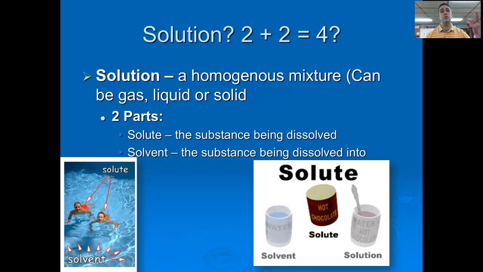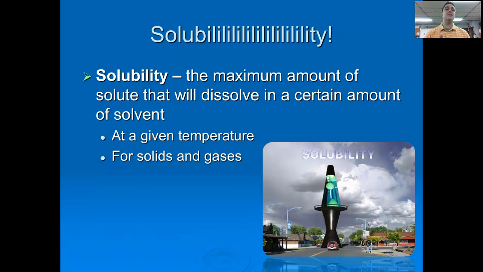In a solution, there are two main parts. You've got your solute and you've got your solvent. Now the solute, hopefully you remember, is the thing that gets dissolved. The solvent is what does the dissolving. So when we talk about molarity, for example, the moles would be your solute, the moles of whatever substance you've dissolved. The solvent would be the total volume of everything. So when we talk about molarity and we talk about the volume, we're talking about the entire thing, including the solvent and the solute. So back to solubility.